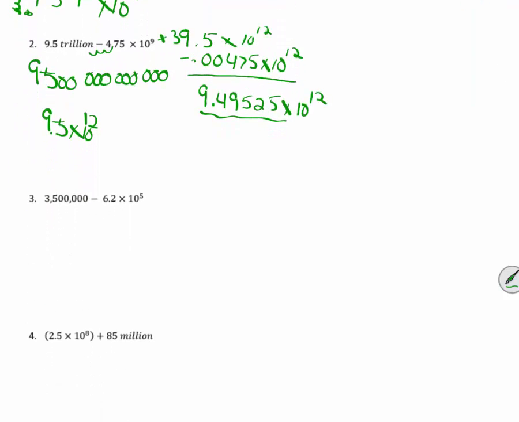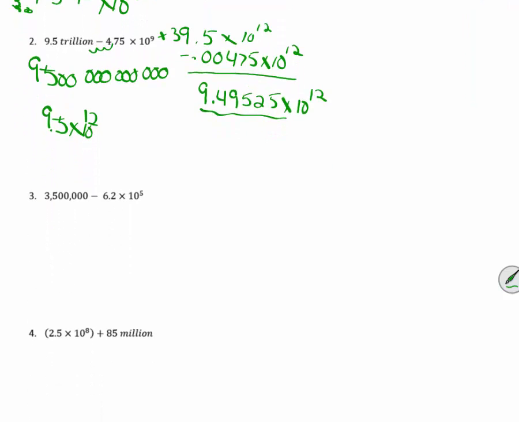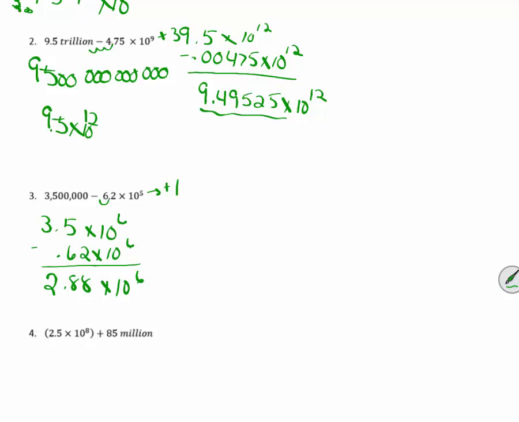All right, number 3. So I have to take my 3,500,000 and write it in scientific notation. So that's 3.5 times 10 to the 6th power. That means I have to take this and increase it by 1, which moves my decimal to the left. So this is going to be 0.62 times 10 to the 6th. I'm subtracting, so 3.5 minus 0.62 is going to give me 2.88 times 10 to the 6th.